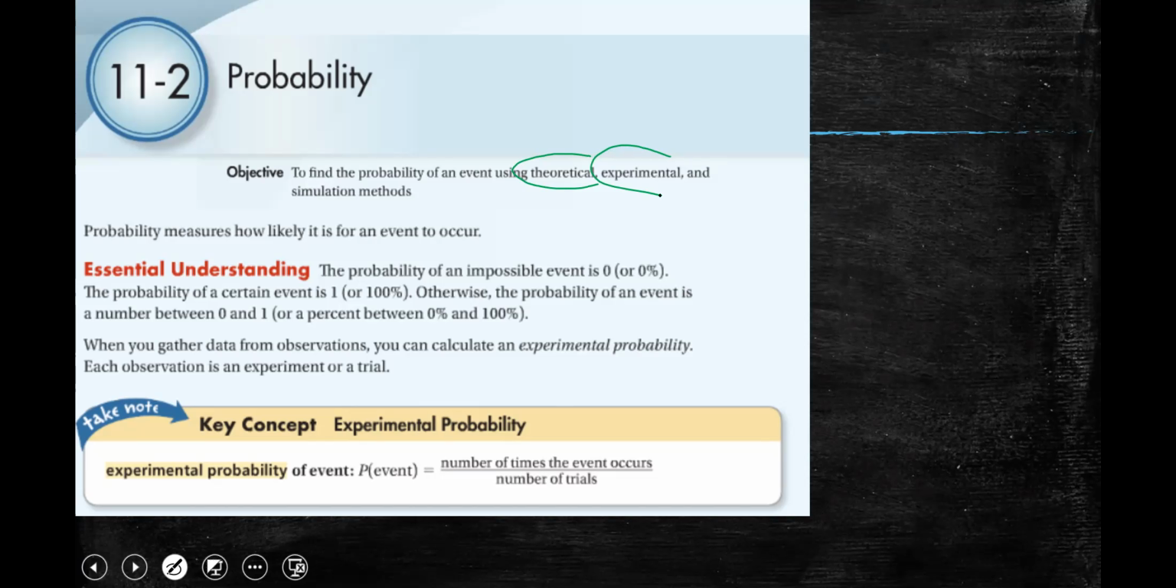I toss a coin 10 times, but 3 of them are heads. So how many trials did I make? I made 10 trials. But if I'm asking you what is the probability of getting heads on the coin, you tell me how many times of heads. I tell you 3. So you will tell me now it's 3/10. So it is the number of times of the event to occur over the number of trials.